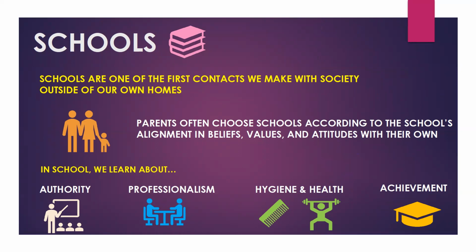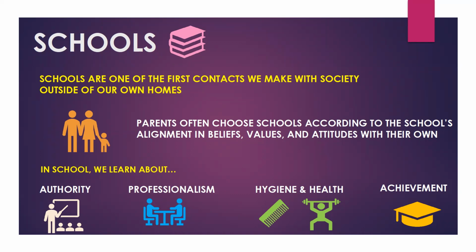Parents often choose schools according to their school's alignment and beliefs, values, and attitudes with their own. So some of you who come from religious homes might have gone to religious-based schools, right? Some of you who came from relatively secular homes just went to public school. So it's very common that parents will try to seek out a school that kind of aligns with their own values and beliefs. Of course, we know that that's not accessible for everyone. Private schools can be extremely expensive, which we'll talk about later on.